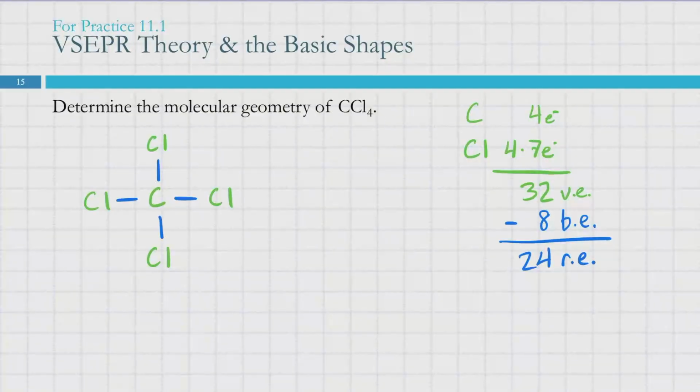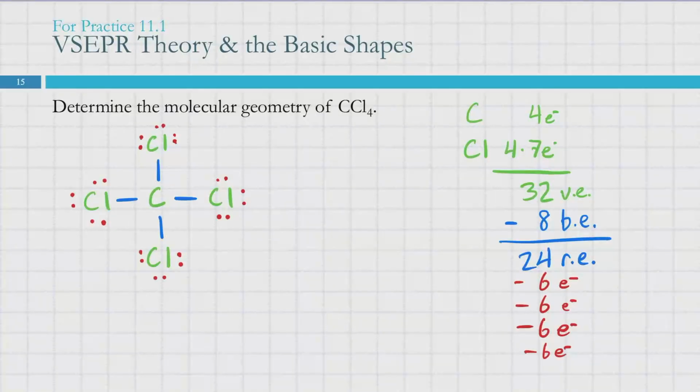We can distribute those remaining electrons to our chlorines because they're on the outside. So we give 6 electrons to that chlorine. That's minus 6. 6 electrons to that chlorine. 6 electrons to that chlorine. And another 6 to our final chlorine.